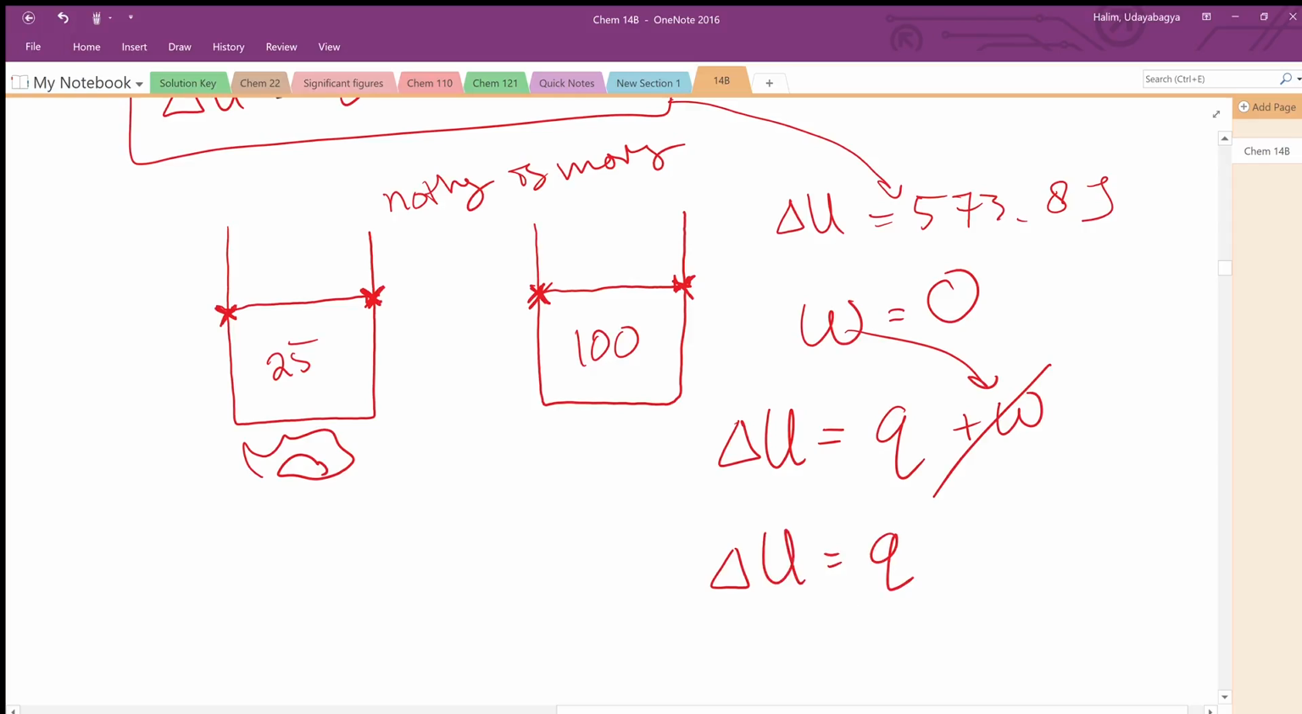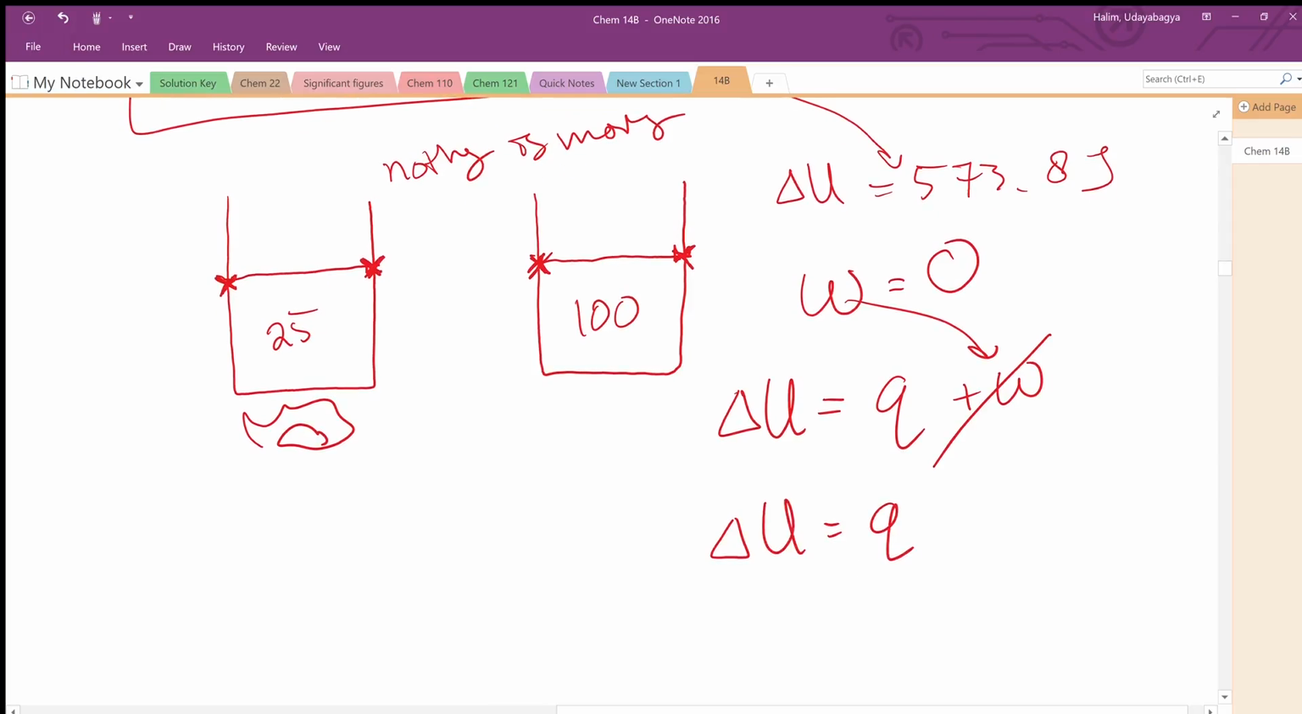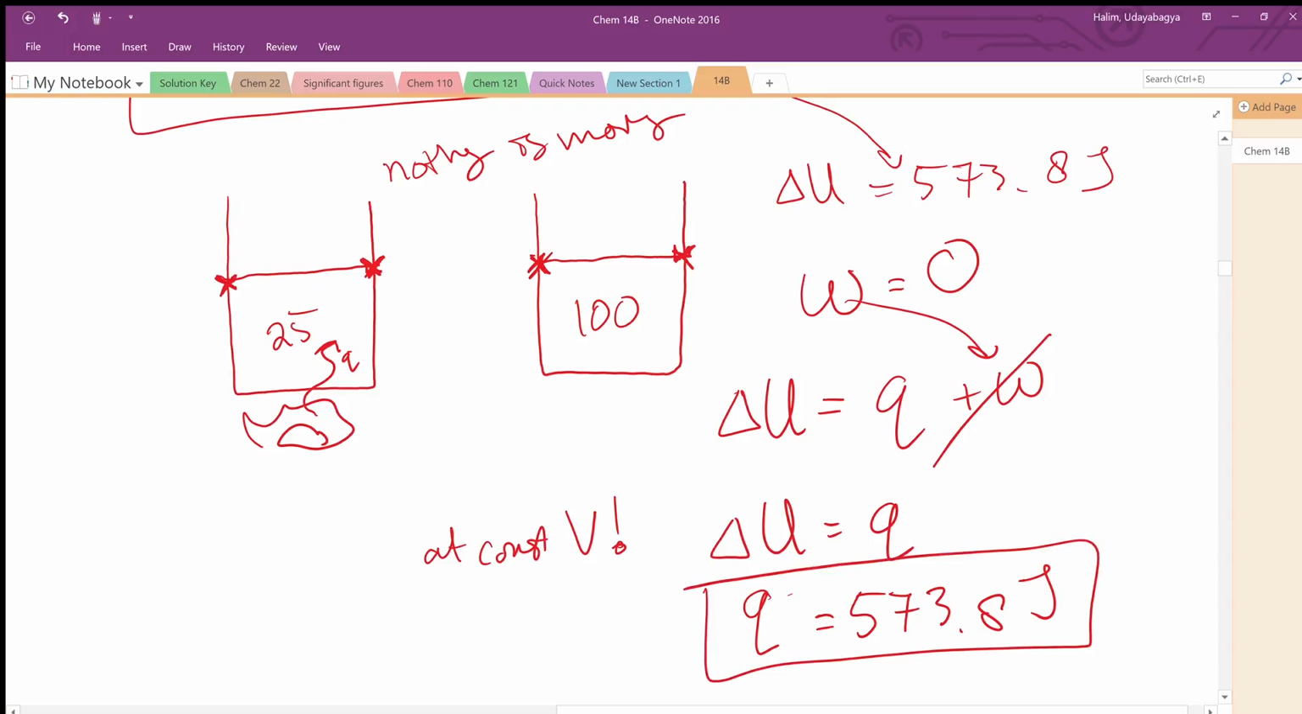Okay. So delta U equals Q, but this is only true at a constant volume, and therefore the amount of heat that I need to put in, Q, must be equal to delta U, which is 573.8 joules. Okay. So far so good?